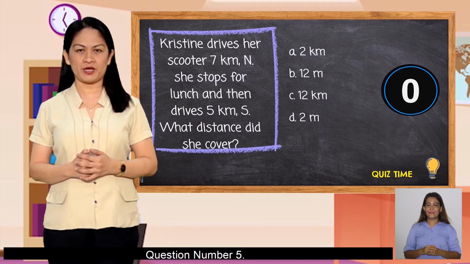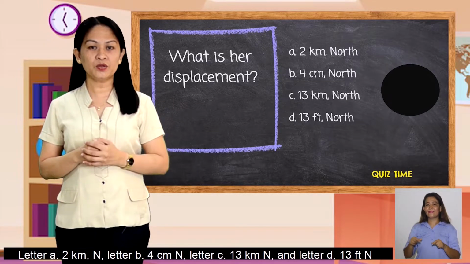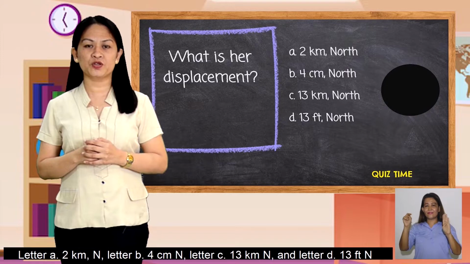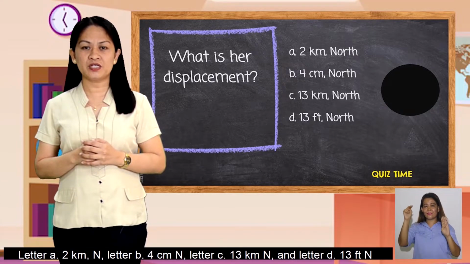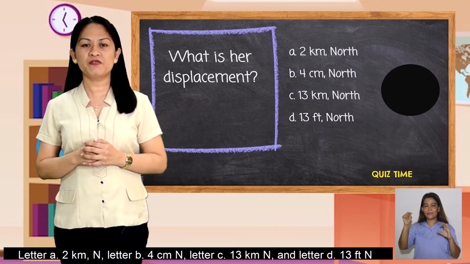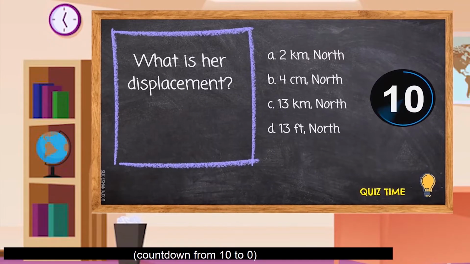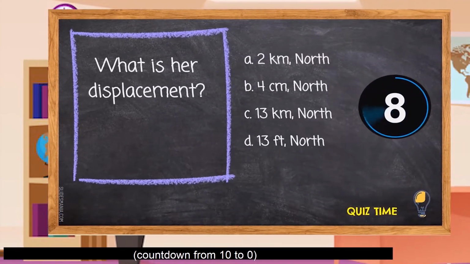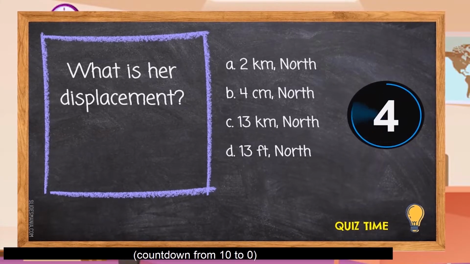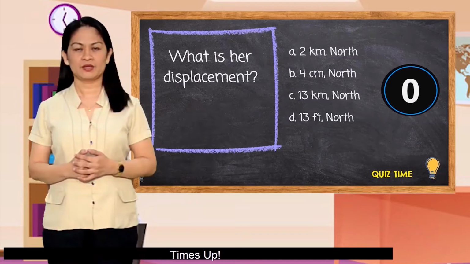Question number 5. What is her displacement? A, 2 kilometers north. B, 4 centimeters north. C, 13 kilometers north. And letter D, 13 feet north. Time's up.